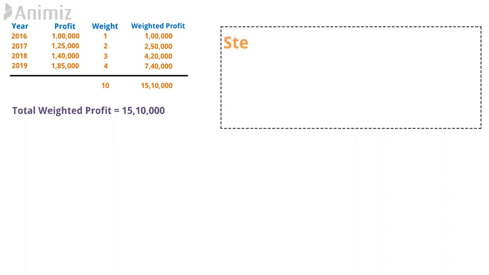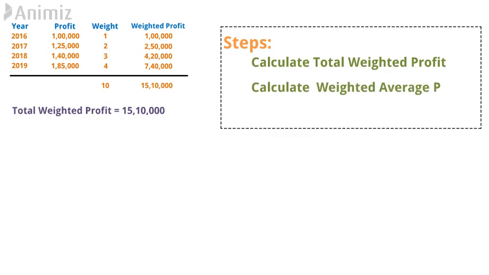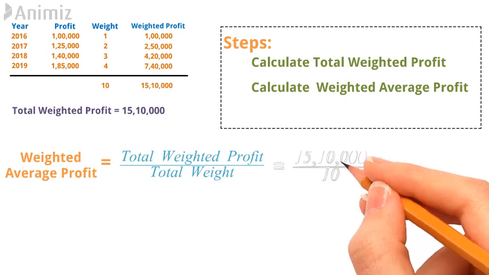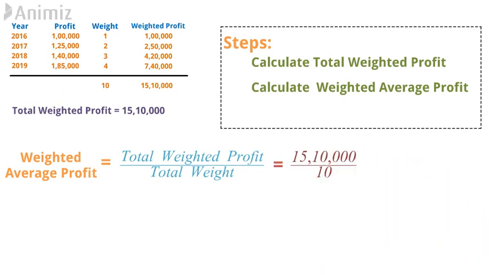Let me tell you the steps which we need to follow. First, we need to calculate the total weighted profit, which we have calculated, and the amount is 15,10,000. The second step is the calculation of weighted average profit. Friends, again you need to memorize this formula. The formula for weighted average profit is total weighted profit divided by total weight. So here the total weighted profit is 15,10,000 divided by 10. So we will get 1,51,000.